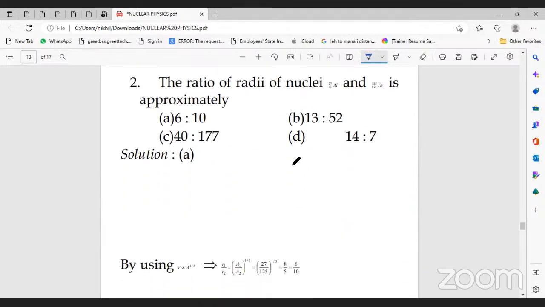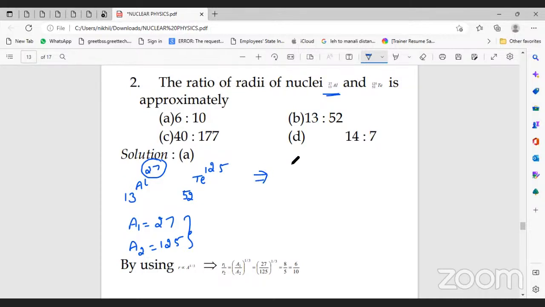Yeah. You can look at the second question, which is quite simple. The ratio of the radii of nuclei. One nucleus is given as 13 aluminium 27. The second one is given as 52 beryllium 125. What is the radius ratio? What is the mass number of the first nucleus? 27. What is the mass number of the second nucleus? 125.